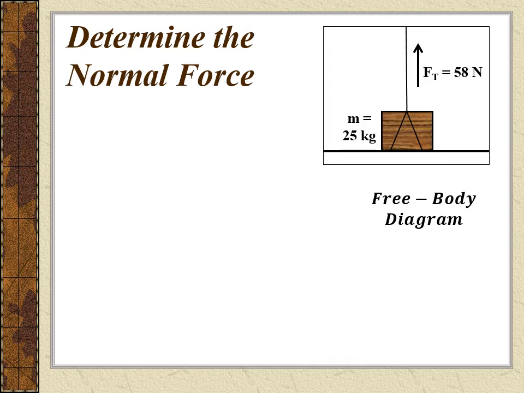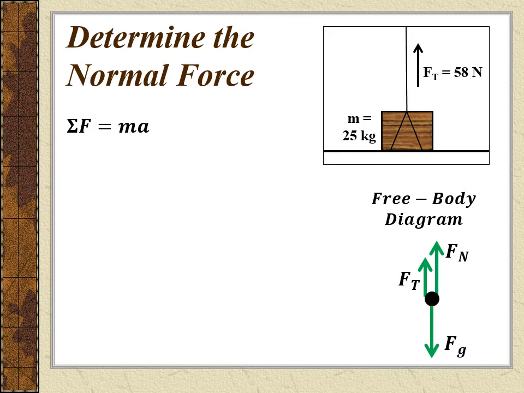If you think about it, we've got the force of tension that's going to be upward. We've got a force of gravity because it has a mass, but we also have this surface here with a normal force, and that's going to be applied upward also. So we've got our tension upward, our normal force upward, and our force of gravity downward. To determine the normal force, I've got to use Newton's second law. Net force equals mass times acceleration.